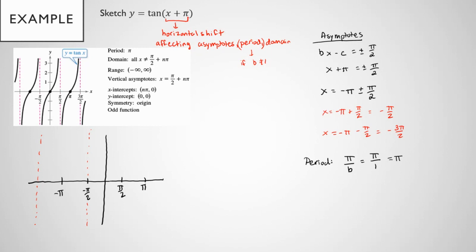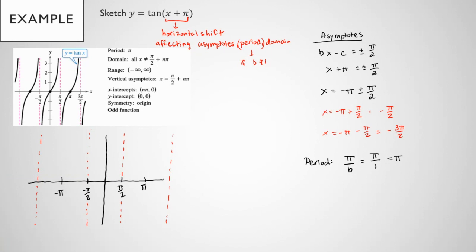And you can confirm that based off of when we solved, we had negative pi plus or minus. So the difference between those is pi. So that same distance is going to be between the next asymptote. So you can use that to complete your picture. And you can see that the asymptotes have landed in the same exact position that we had before. So we added pi, but because the period of tangent is pi, it doesn't change anything.